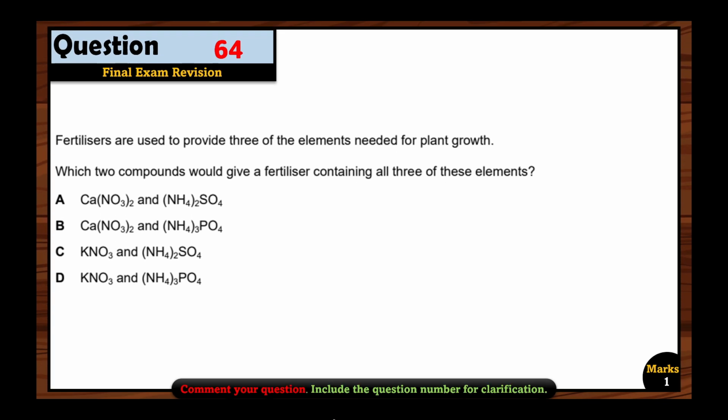Question 64. Fertilizers are used to provide three of the elements needed for plant growth. You have to remember what those three important elements are: NPK. That's why we call those fertilizers NPK fertilizers. It means those fertilizers which have nitrogen, phosphorus and potassium in them. Which two compounds would give a fertilizer containing all three of these elements? We have nitrogen here, but no phosphorus and potassium. Nitrogen, yes, we have phosphorus, but no potassium. Potassium and nitrogen, no phosphorus. Potassium, nitrogen and phosphorus. So option D is the right option.